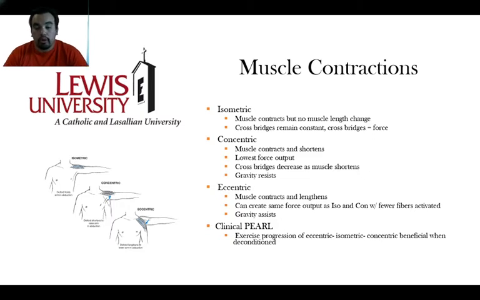So, as a clinical pearl, as you move forward, when you think about designing an exercise program for someone who is significantly deconditioned, you may want to start with an eccentric strengthening program and then move on to an isometric and then move to a concentric program, because when we're working with the eccentric program, we have gravity assisting us, we have fewer fibers being activated, so we can get the same amount of force output with fewer fibers, so we can kind of build them into that program.